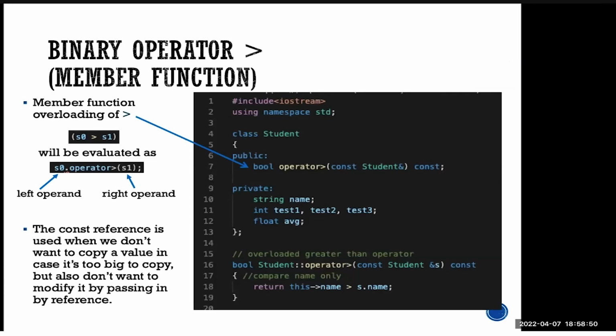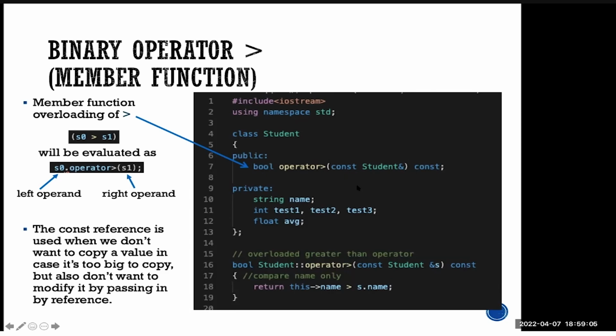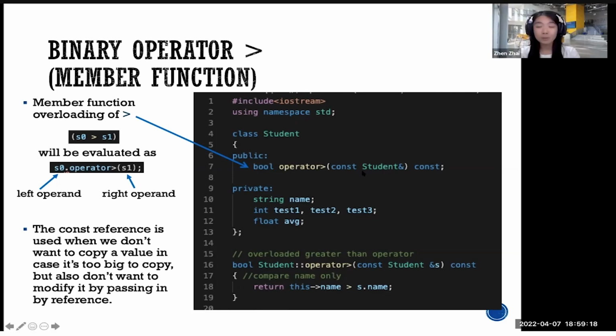Wait, so for the line 7 student and symbol, is that like a reference? Yes, constant reference in here. Oh, okay. So does that mean that whatever code happens inside the function will change the original value and also create a copy? No, so it will change the original value. Yes. However, we cast it into constant, so it's not allowed to.